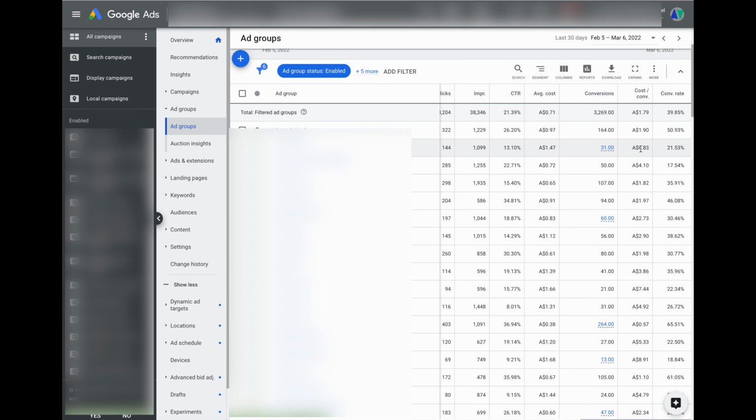So in this instance, you can see that our average cost per conversion is actually $1.79, but our second highest spending ad group actually has a cost per conversion of $6.83. And then our third highest spending ad group actually has a cost per conversion of $4.10. So by focusing just on these two ad groups alone and getting their cost per conversion down to the account average of just under $2, we're going to be seeing a very fast increase in our Google Ads account.